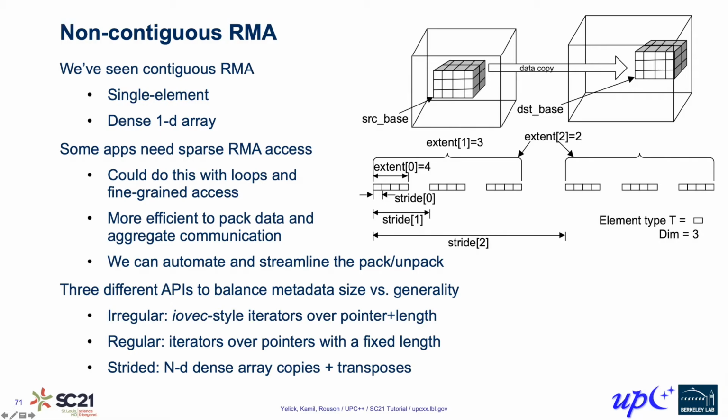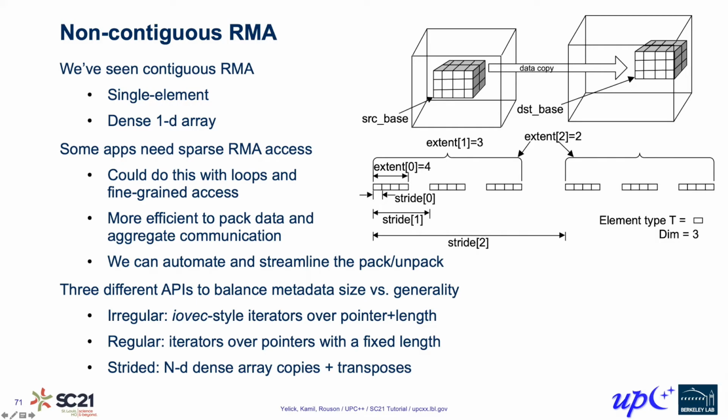You could implement this with just standard rput or rget, using a loop and fine-grained RMA, but it can be much more efficient to pack the data and aggregate the communication. We actually have a facility in UPC++ to do this automatically. We have several different versions of non-contiguous RMA that underneath the hood try to pack the data and pipeline the transfers as efficiently as possible.